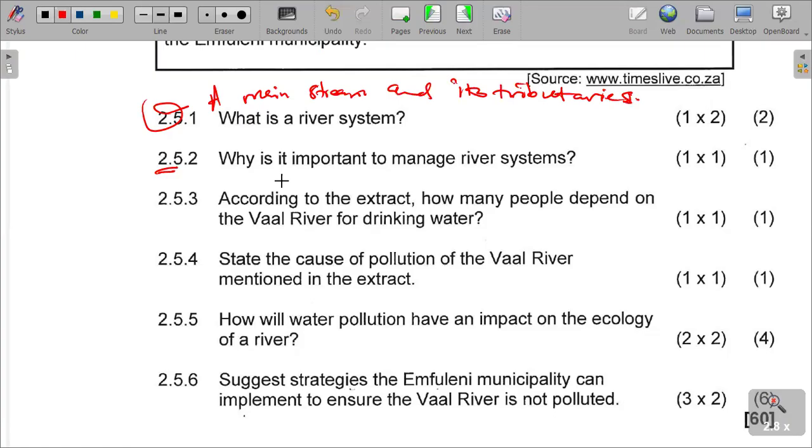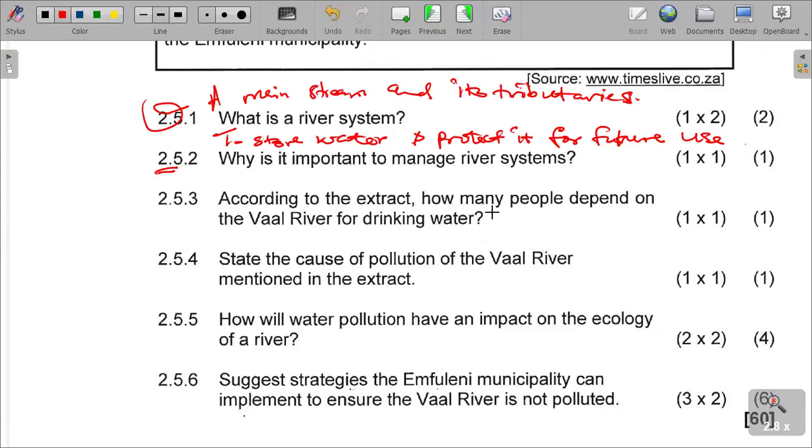Question 2.5.2. Why is it important to manage river systems to store water and protect it for future use? To store water and protect it for future use. It's a good reason for what? To store water and protect it for future use.